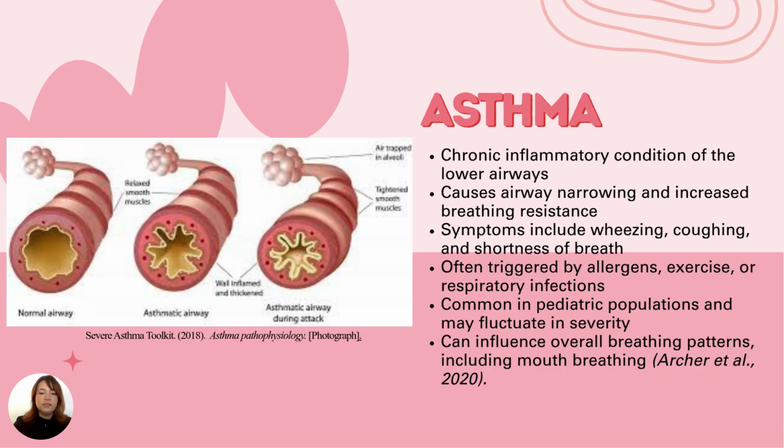Symptoms include wheezing, coughing, shortness of breath. It can be triggered by allergens, exercise, or respiratory infections. Most common asthma attacks are seen during the seasonal changes. If they already have seasonal allergies, it is very common for them to get an attack during the spring or the fall, especially with the nice warm weather with our pediatric patients. They like to go out and play. And it can influence overall breathing patterns, including mouth breathing.